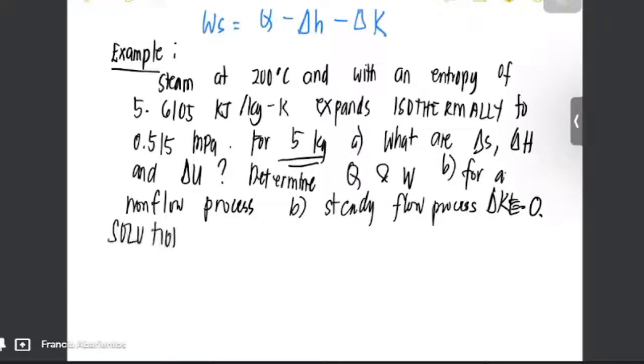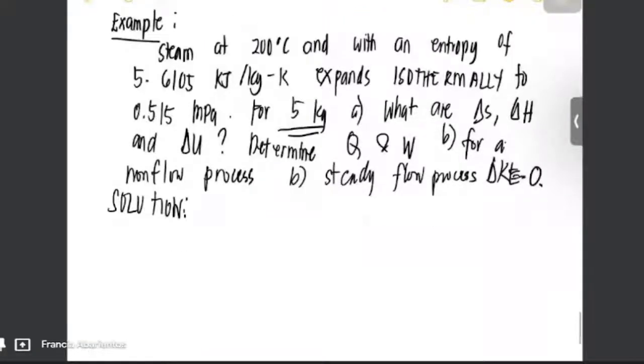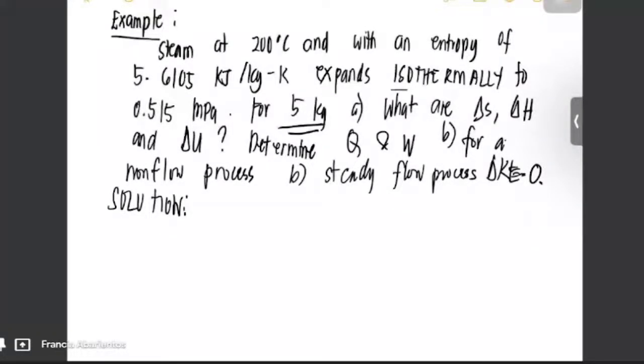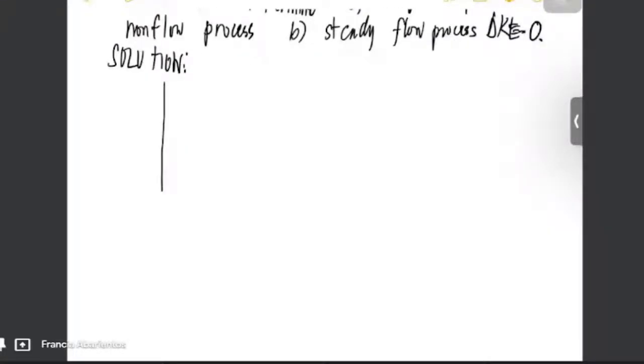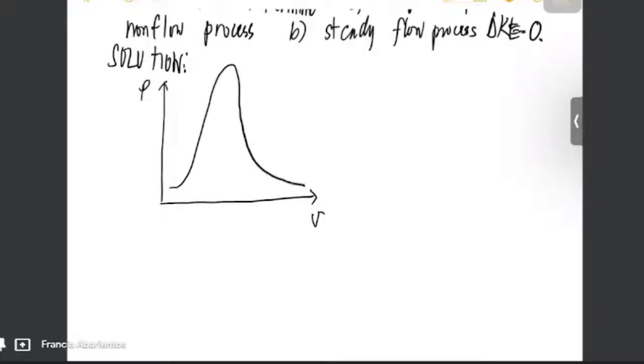Solution. What is the very first thing we will do? Take note of the words expands isothermally. That means our temperature is constant. So the temperature at point 1 and the temperature at point 2 is equal to 200 degrees Celsius. Okay. What will we do first? I told you, draw first, always draw, but you'll come back to it later, the PV and the TS diagram.